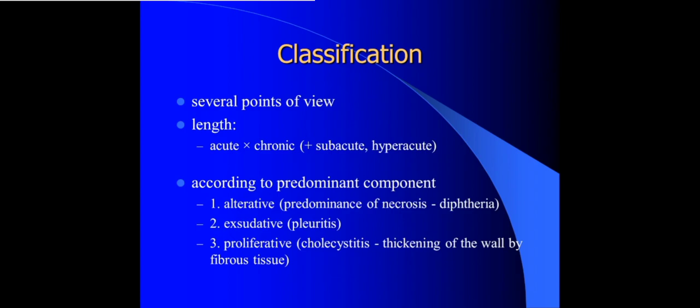Diphtheria is alternative, and exudative. An example is pleuritis. And third is proliferative, that is a thickening of the wall by fibrous tissue. If there is thickening of the wall by fibrous tissue, that is known as proliferative. Clear? And predominance of necrosis is known as alterative.